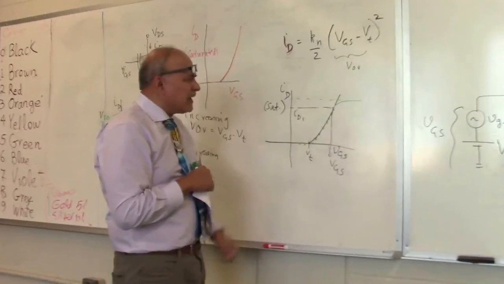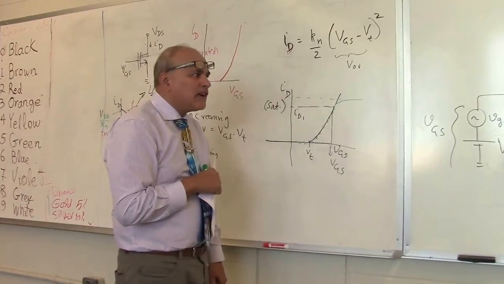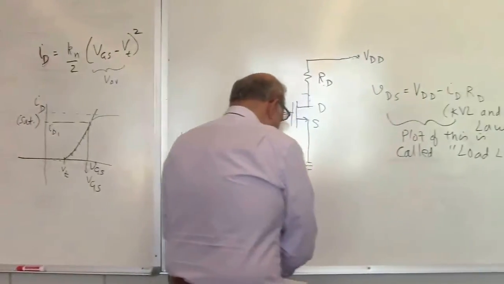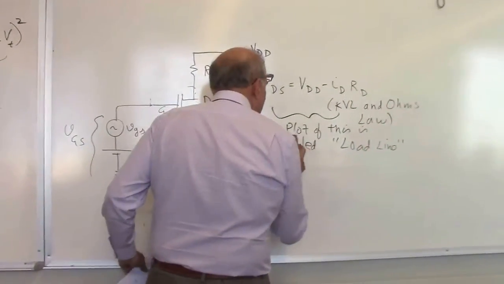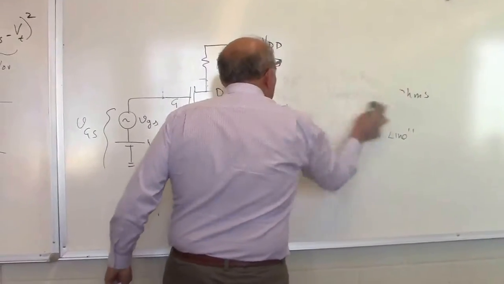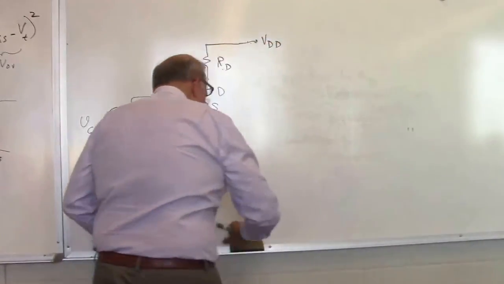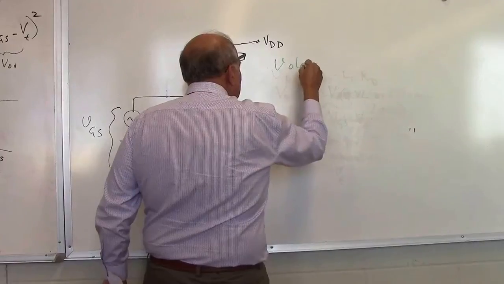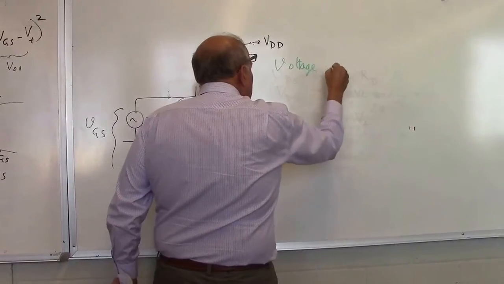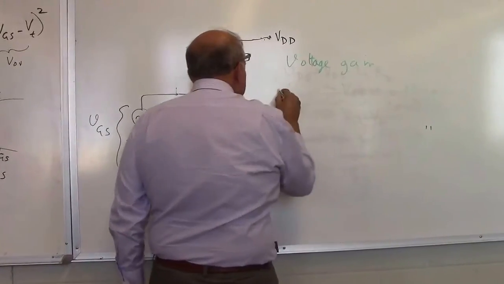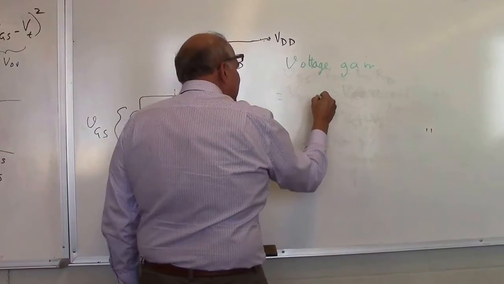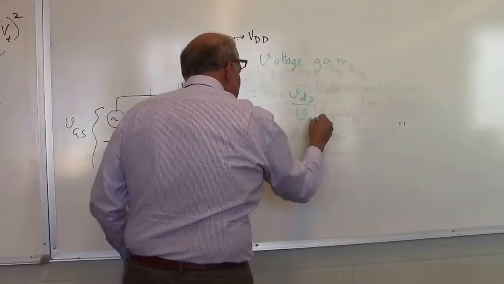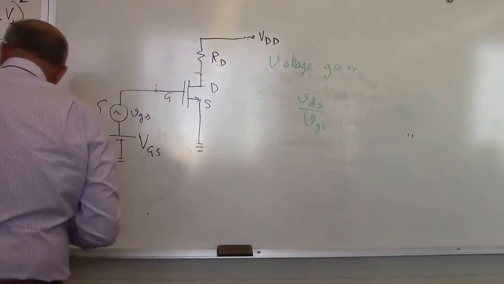Okay, so now let's do one thing. Let's first, in order to find out, we want to find out, maybe we would like to find out the voltage gain of this circuit. Voltage gain of this circuit is equal to VDS divided by VGS. And these are all small signals, so I'm writing small letters.